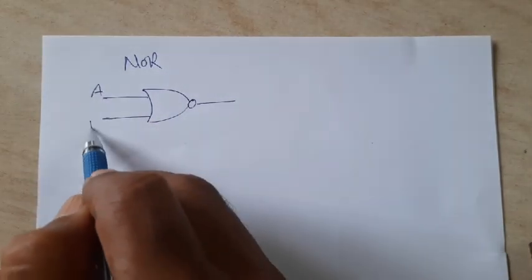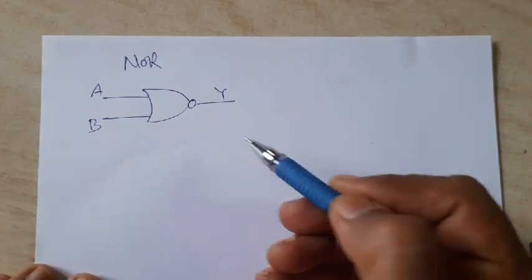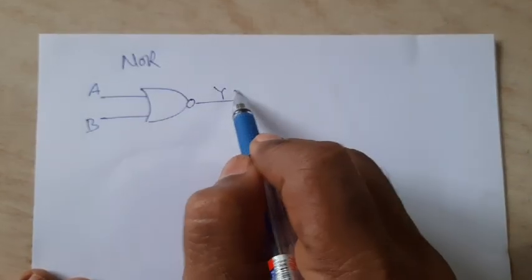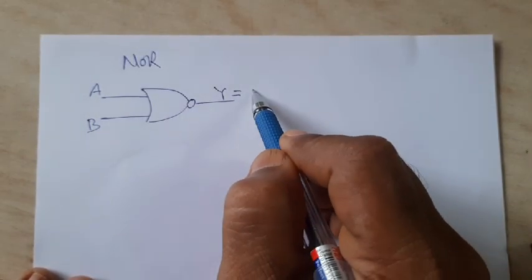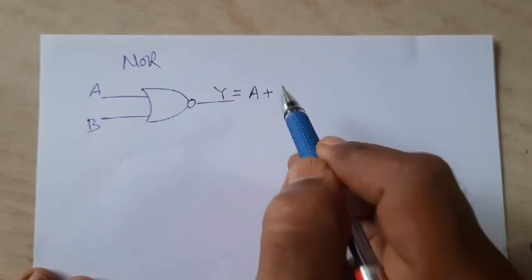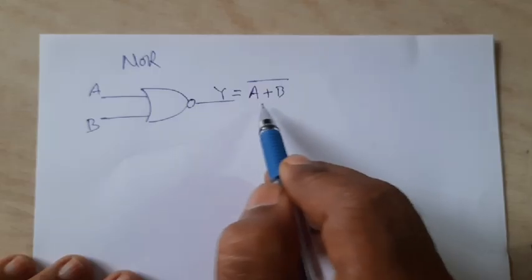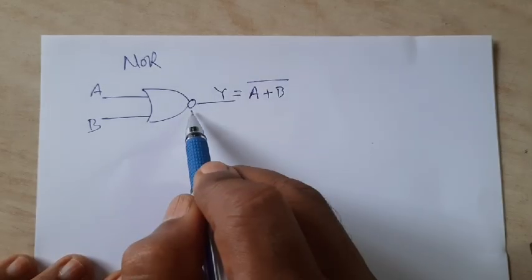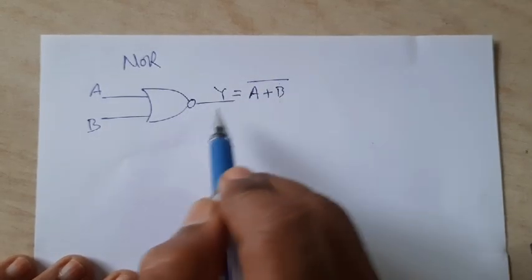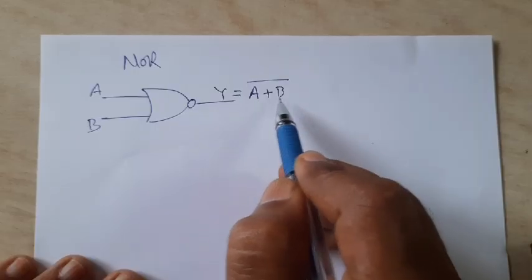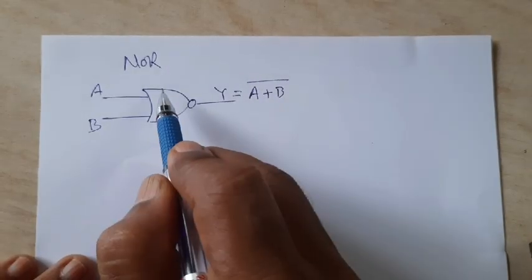If A is the input, B is the input, and Y is the output, then the logic equation is that Y is equal to (A plus B) bar. A plus B is the OR, and if I take complement of that, that is the bar, then we can write Y is equal to (A plus B) bar. This is the NOR gate.